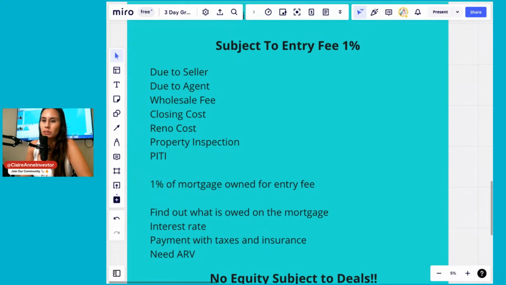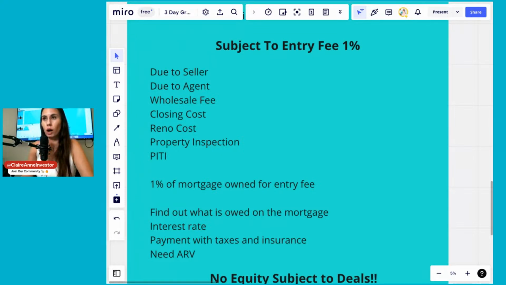Typically you want the entry fee to be less than 10% of the entire mortgage. So if it's $250,000, you want a $25,000 entry fee, no more than $25,000. That's with due to seller, that's agent, that's wholesaling, that's closing costs. You might do a little bit more, like the reno costs, paint, carpet, all that cleaning. And then property inspection is typically $200 to $400 if it's a single family. And then you want to probably have at least one mortgage payment on hand, so you can pay the first mortgage payment with no issue.